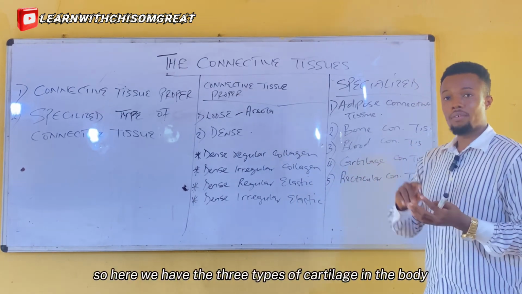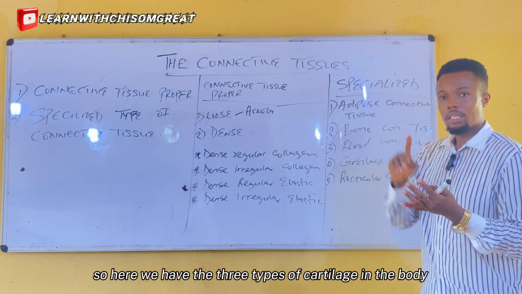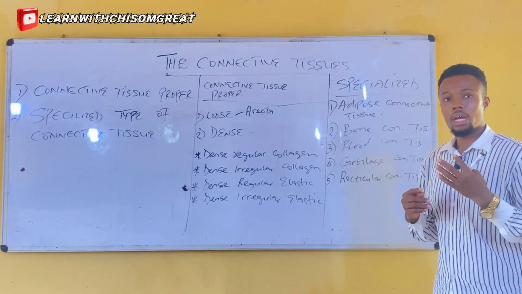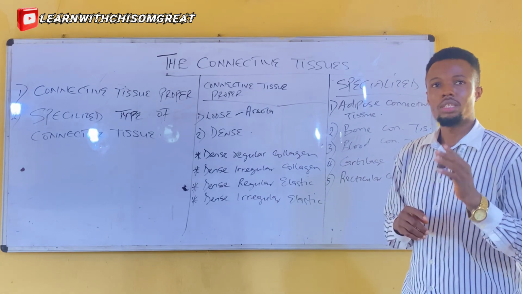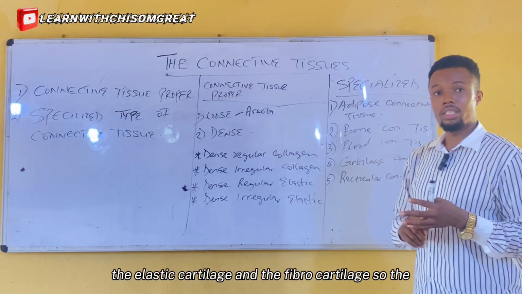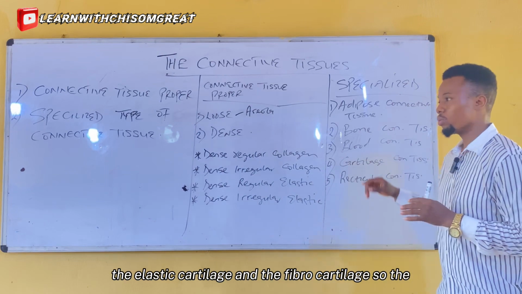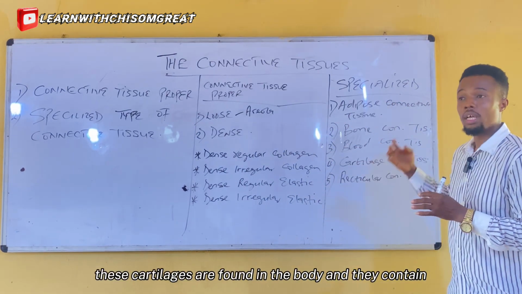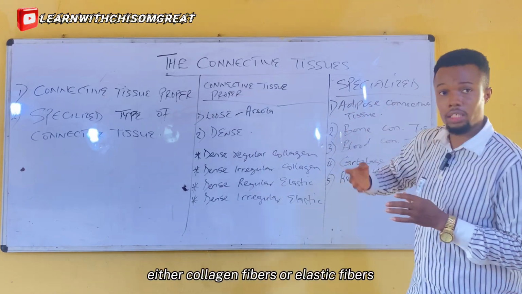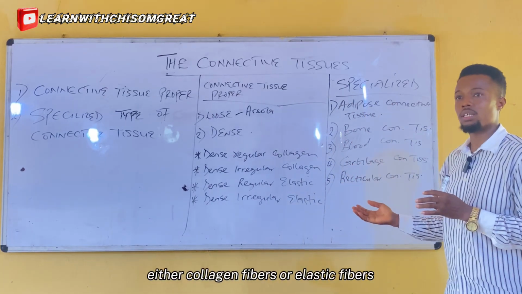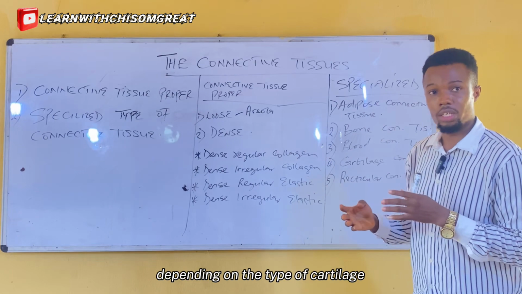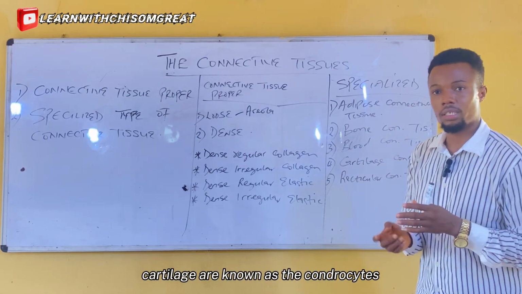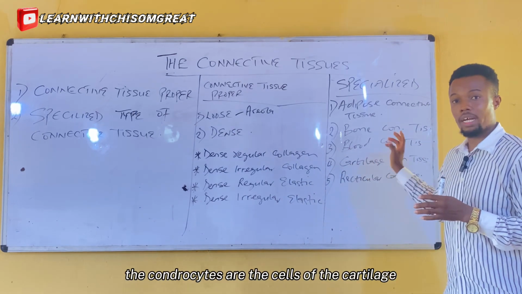So here we have the three types of cartilage in the body: the hyaline cartilage, the elastic cartilage, and the fibrocartilage. These cartilages are found in the body and they contain either collagen fibers or elastic fibers, depending on the type of cartilage. The cells of the cartilage are known as the chondrocytes.